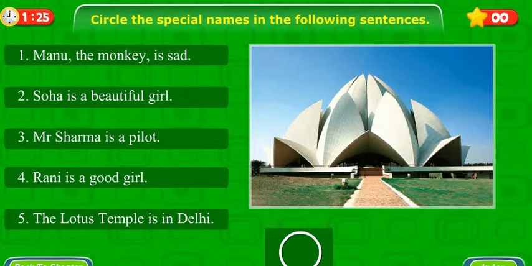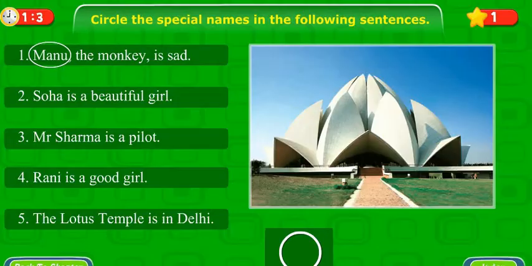So let's start. First is Manu, the monkey is sad. इसमें monkey जिसका नाम Manu है वो sad है. So in the first sentence, the special name is Manu. Okay, we will circle the Manu.